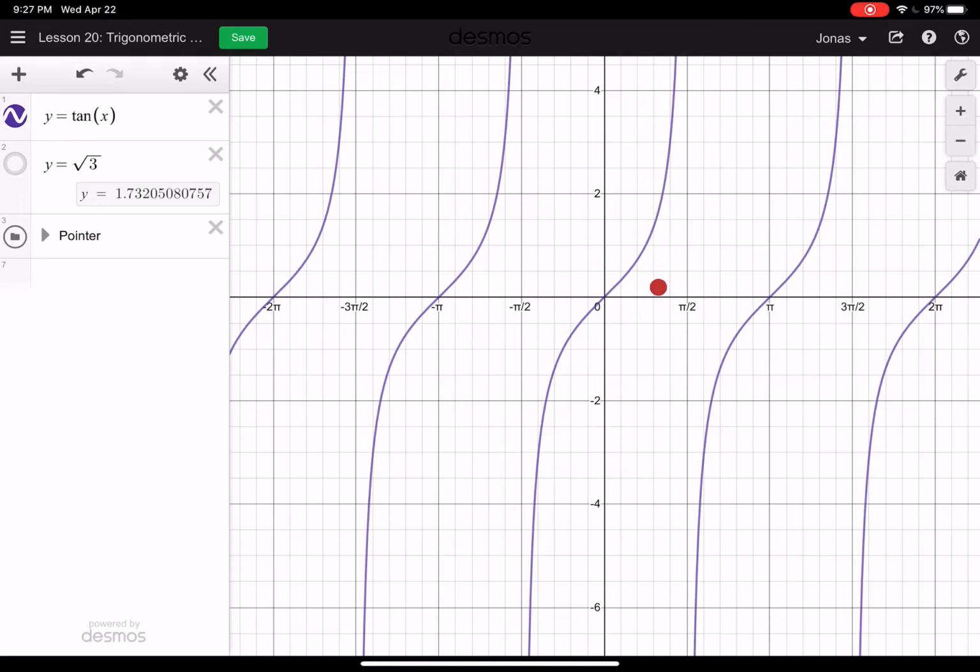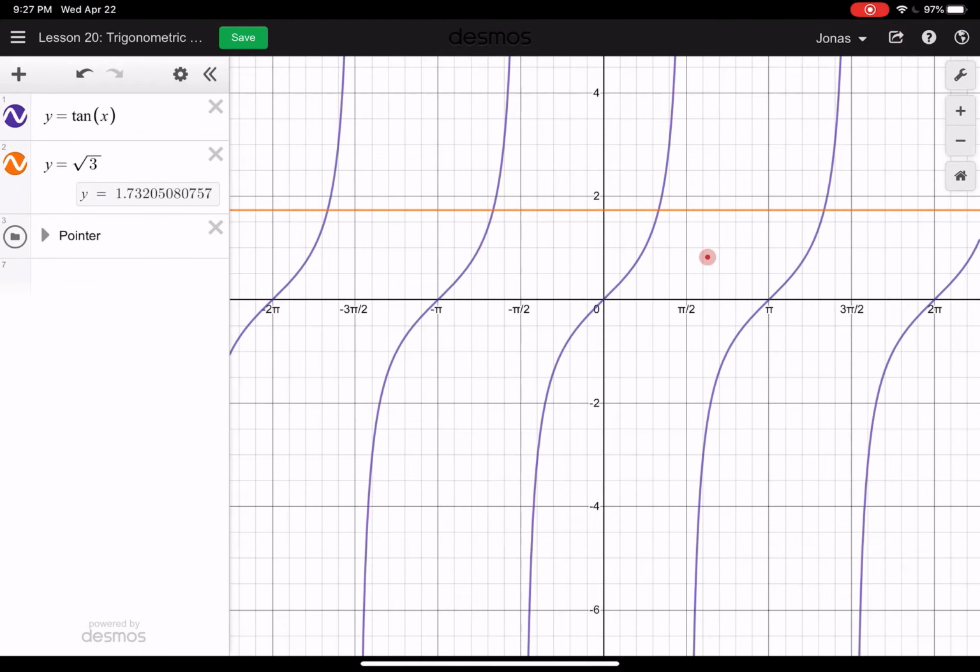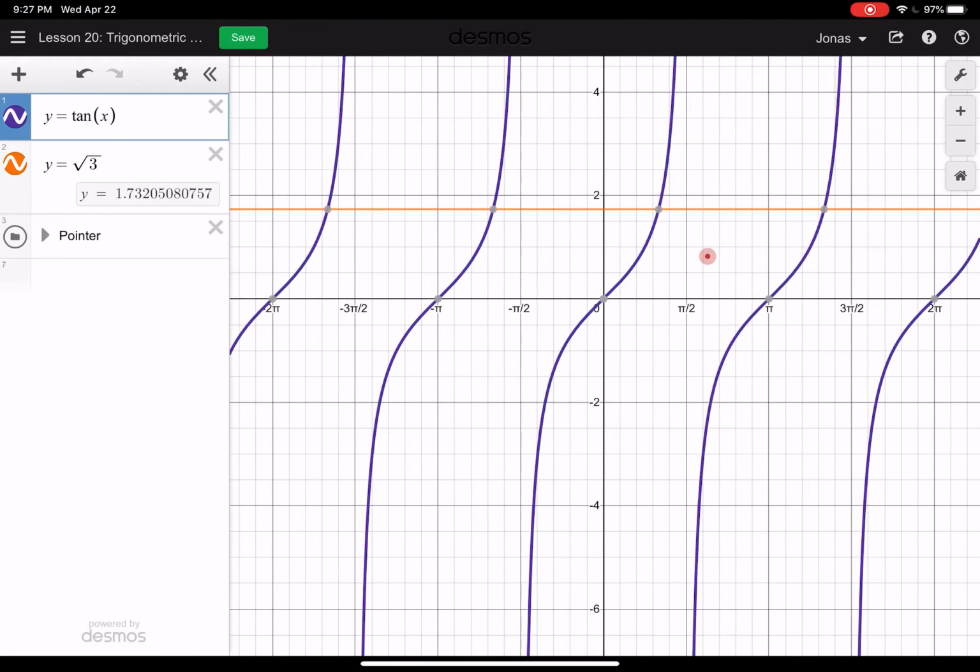Now, we can see that more clearly if we turn on, this is going to give us the horizontal line, y equal radical 3. And what we're really asking is when does the tangent function have a y value that hits this orange line, the radical 3 line? When is tangent equal to radical 3? And one of the places is right here. Let's see if I can just activate that grid point.